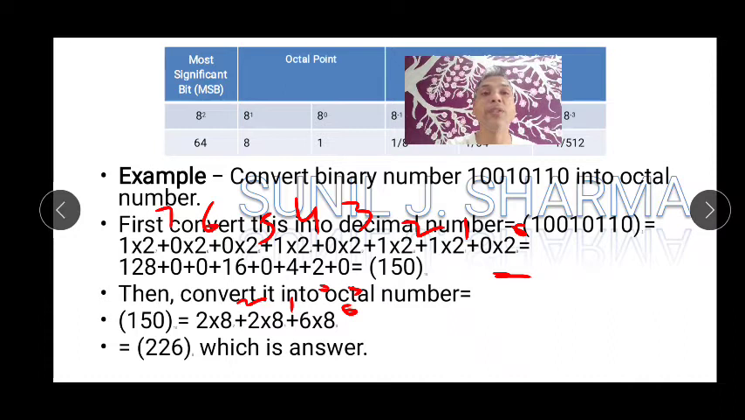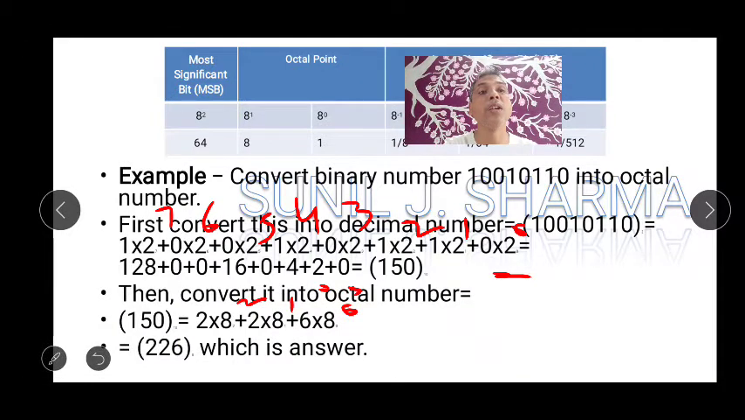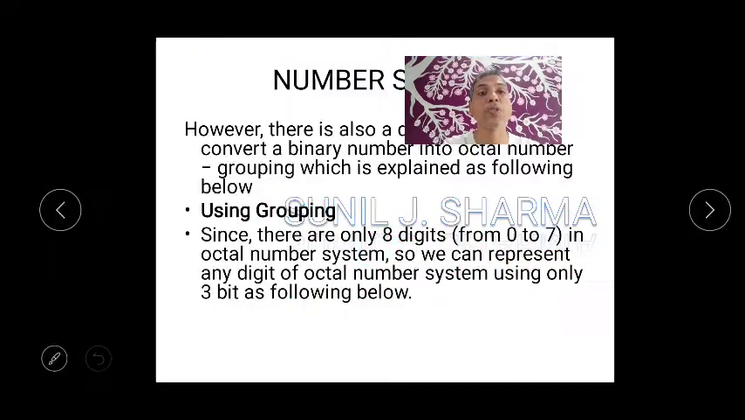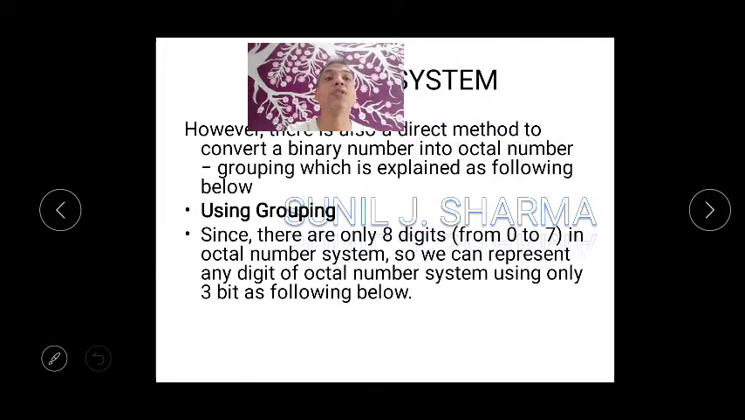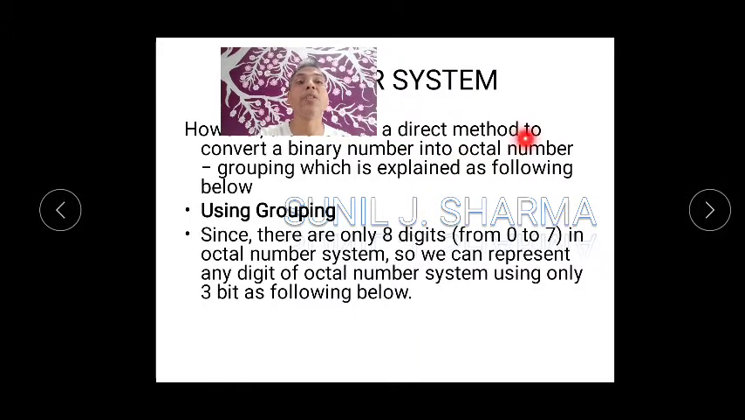So what they did is first they have changed binary to decimal, and then decimal to octal. It is a long process. Now let's see the short process. However, there is also a direct method, as I was telling you. Direct method to convert a binary into octal, grouping, which is explained as follows.